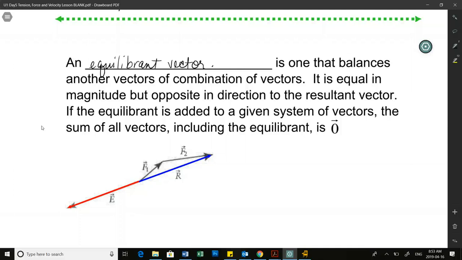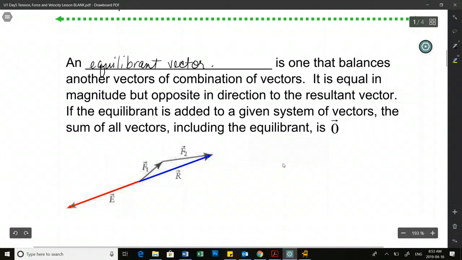So if we have this in our system, that means that it holds our object at rest, okay? If I have two vectors, the resultant vector and the equilibrant vector counteracting, I get the zero vector. That means that the forces are equal and the object is at rest. Okay?